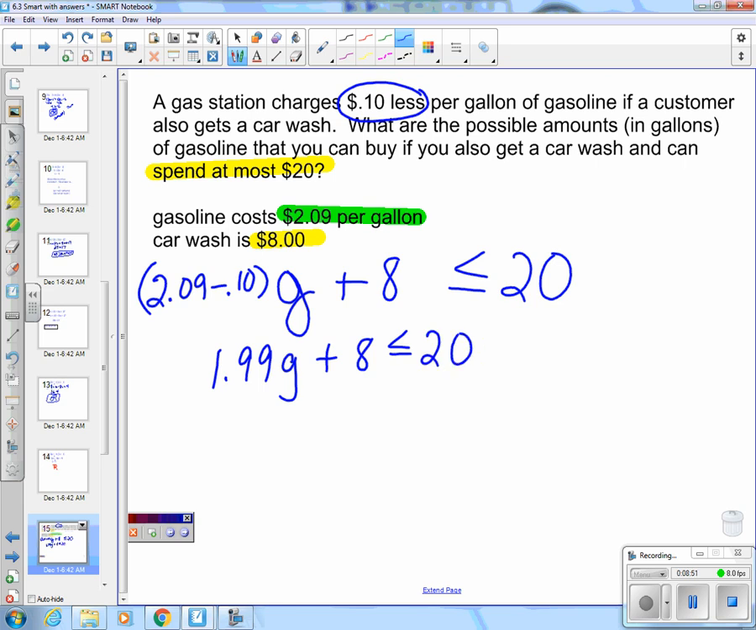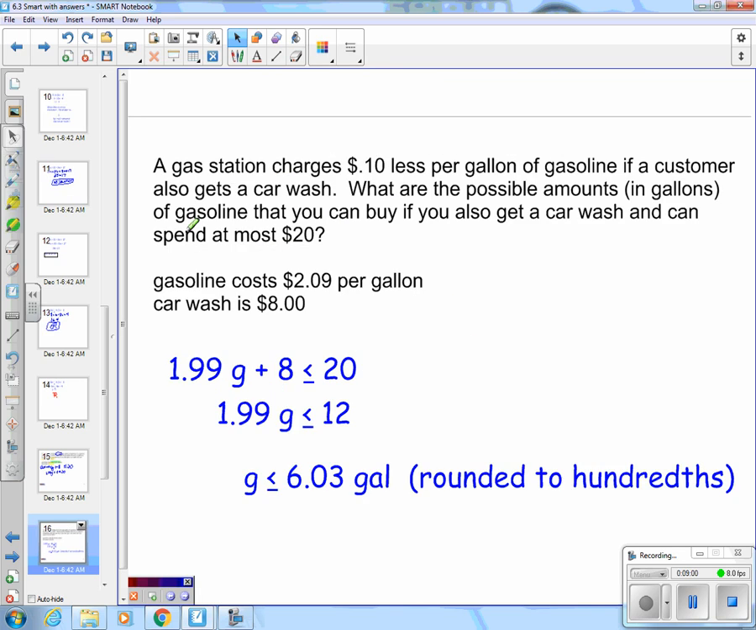I'm sure all of you could now solve that using your calculator. Go ahead and do so. And I'm going to go to the next slide here. Next slide has the gallons being less than or equal to 6.03 gallons. It's rounded to the hundredths. Think about when you go to the gas station with your parents, or maybe you fill the car yourself. It goes out to the hundredths, maybe the thousandth on some gas stations. But we're going to say 6.03 gallons, rounded to the hundredths here.